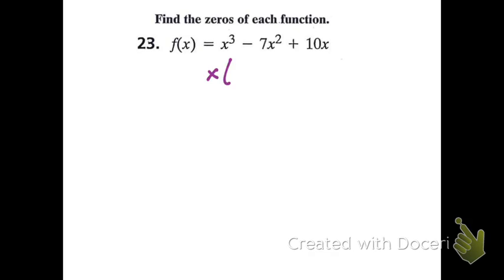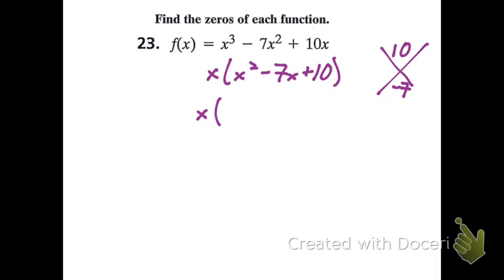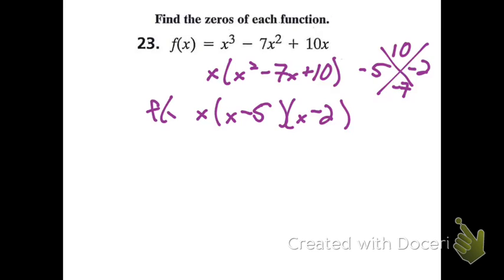So we're going to take out an x, and we're left with x squared minus 7x plus 10. Then we've got to keep factoring. What are two numbers that multiply to 10 and add up to negative 7? So 5 and 2, yeah, but only if they're both negative. So x minus 5 and x minus 2. So this is the function in factored form, and from here we can get the zeros relatively easy. X equals 0 from right here, 5 from right here, and 2 from right there. Done.